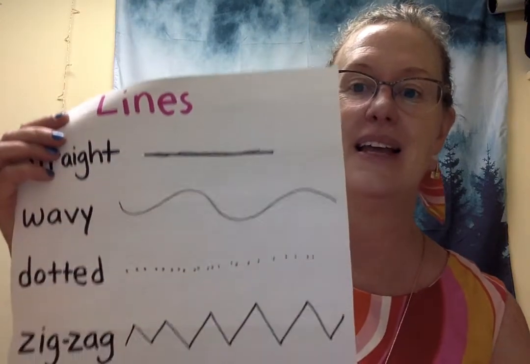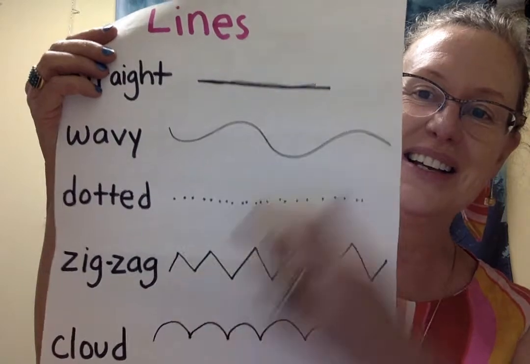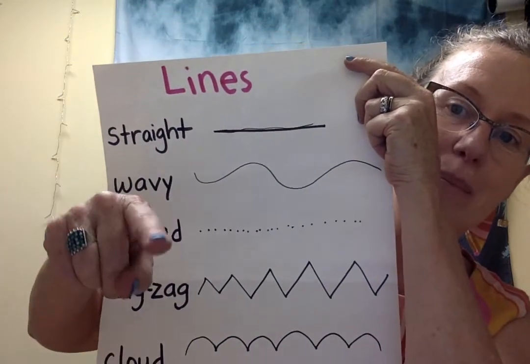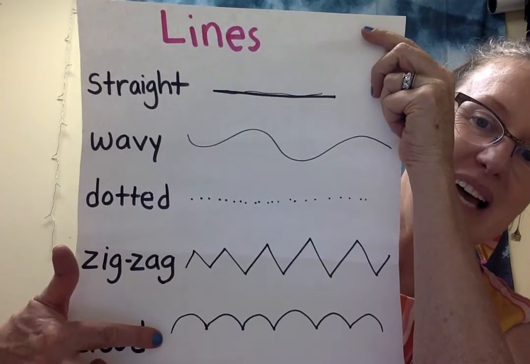Okay. After the dotted line, do you remember in the book when we saw some clouds? Yep. You're going to make some cloud lines. So with your finger, you can do that. Bump, bump, bump, bump. Go ahead and do it from one side to the other. I'll do it too.